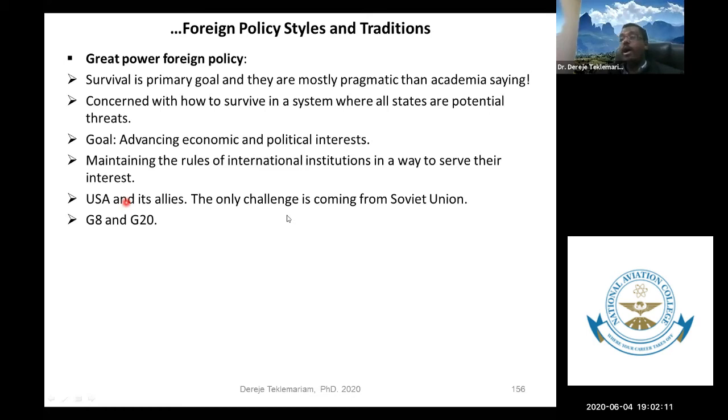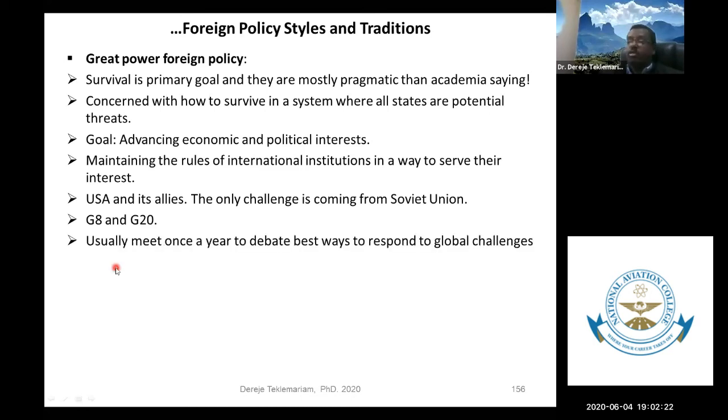Something bipolar may be created, so the challenge keeps increasing. So what do they do? They really deal with either the G8 or G20, and they usually meet once a year to debate the best ways. All of this is work done so that they do not fight and go into a crisis; otherwise, the G8 and G20 are nothing special.